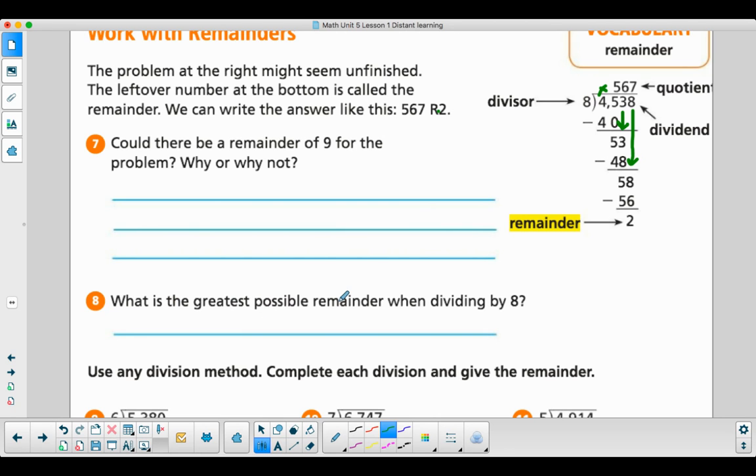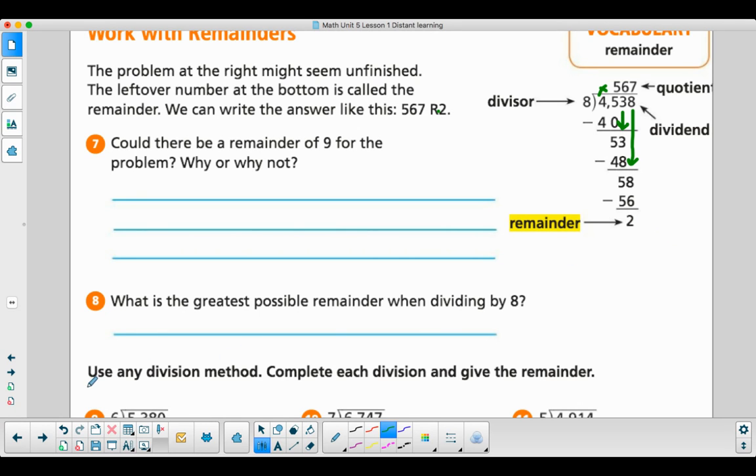So what is the greatest possible remainder when dividing by 8? Pause the video and discuss. Welcome back. The greatest possible remainder when dividing by 8 is 7, because if I had 8 or greater, I could take another group of 8 out. You now should be able to complete this page.